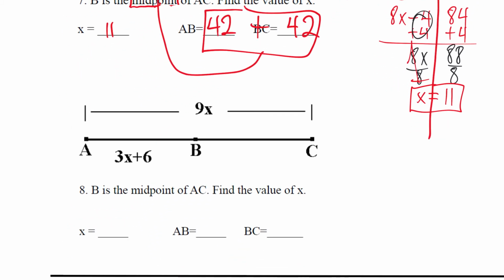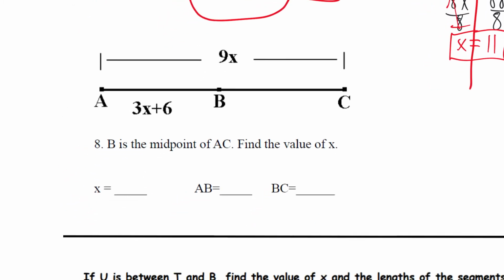All right, next one. So number 8 is the exact same thing. Notice right here it says B is the midpoint. So B is exactly halfway. If B is exactly halfway between A and C, then I know AB and BC are the same length. So this is 3x plus 6.